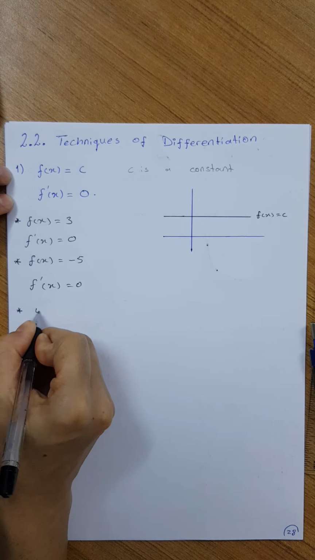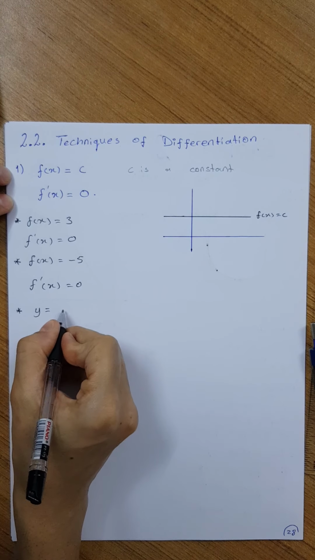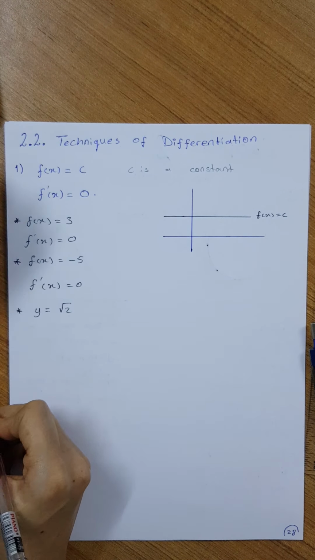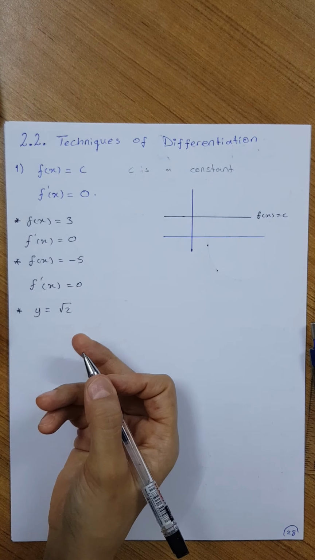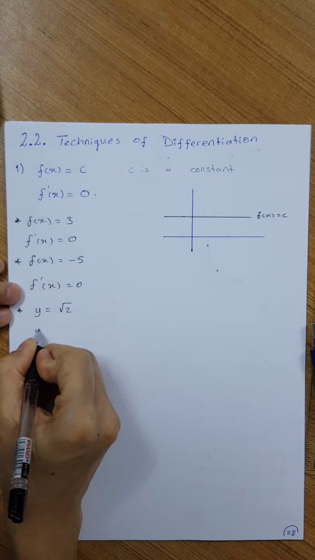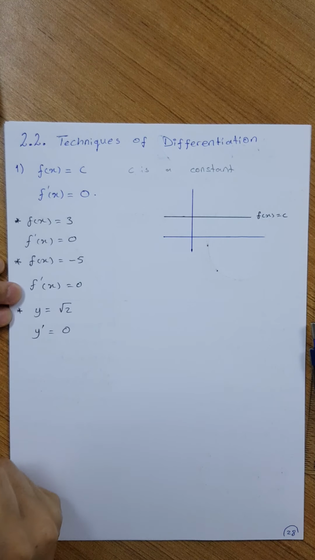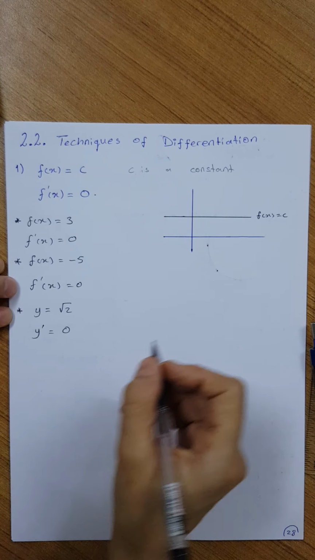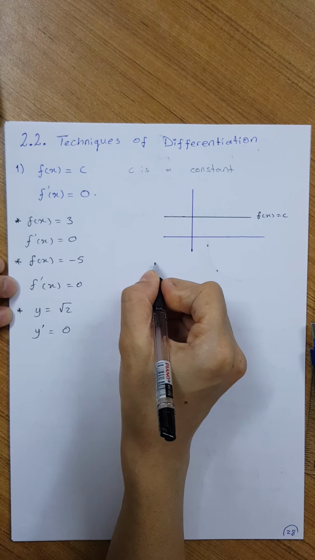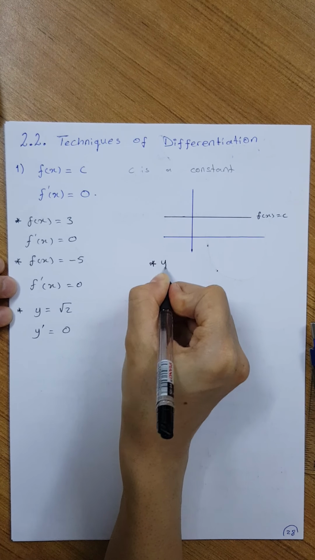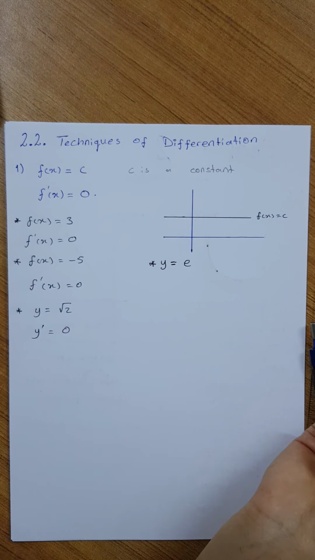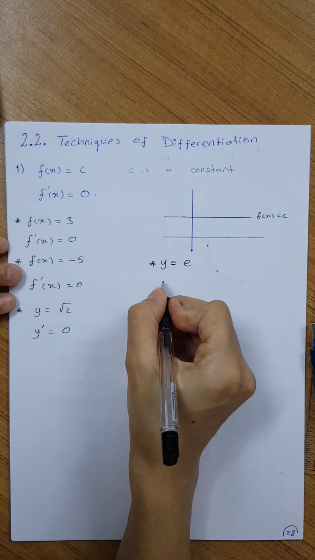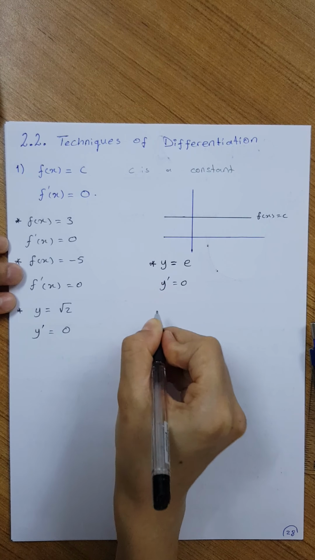Let me give another function, y is equal to, for example, root of 2. What is the derivative of that function? Since root of 2 is again a number, it's not a function of x, be careful of that. So the derivative of that function is equal to 0. Let me write the other examples here. y is equal to e. e is what? It's 2.71, right? So it is a number. So the derivative of that function is again equal to 0.